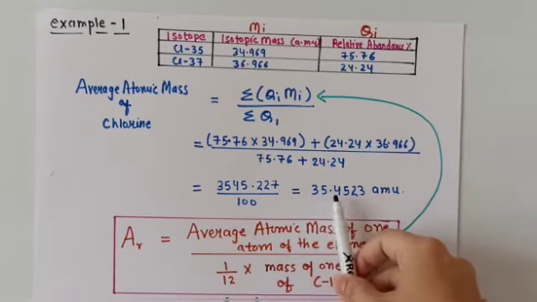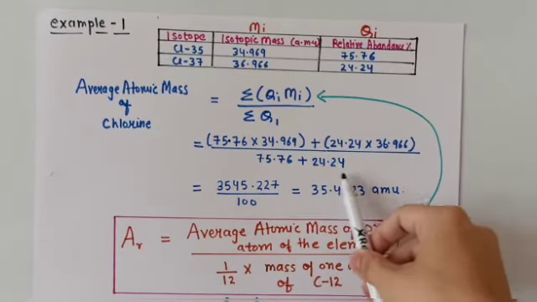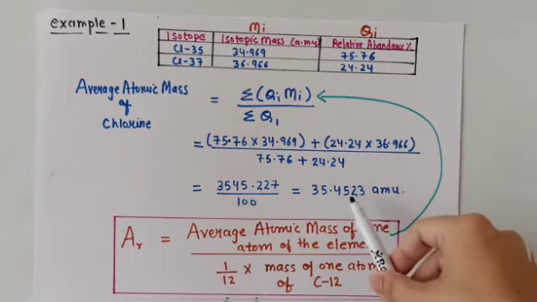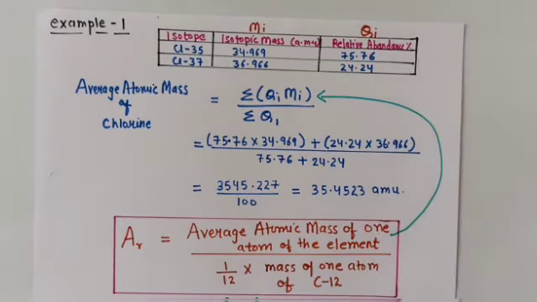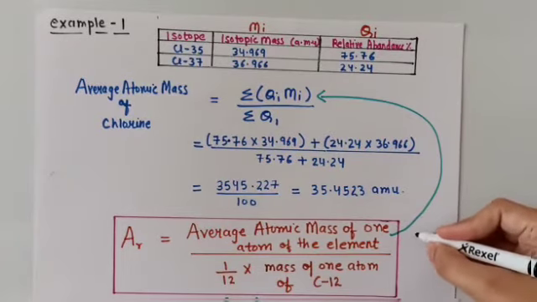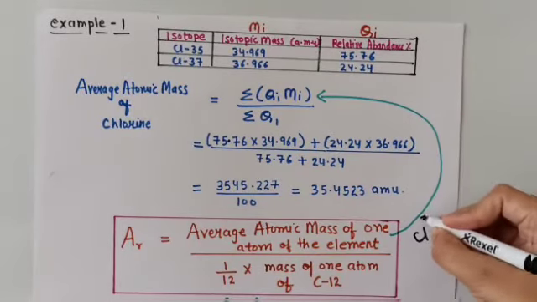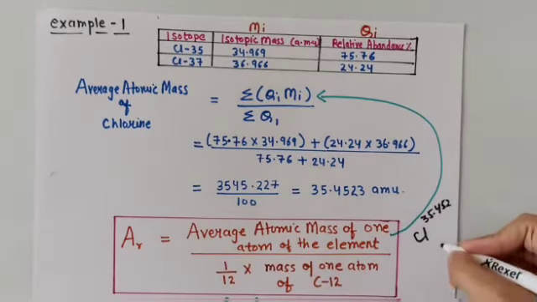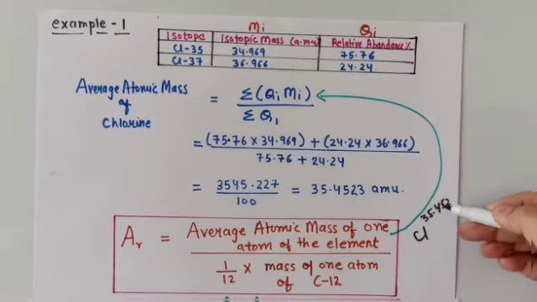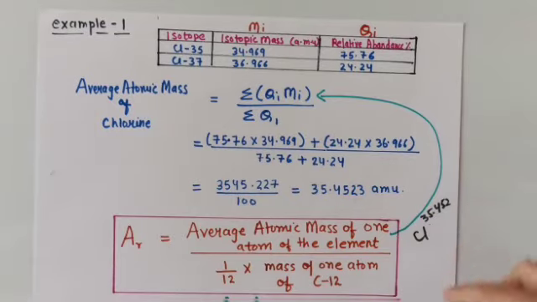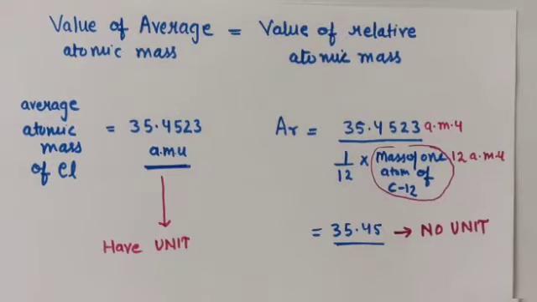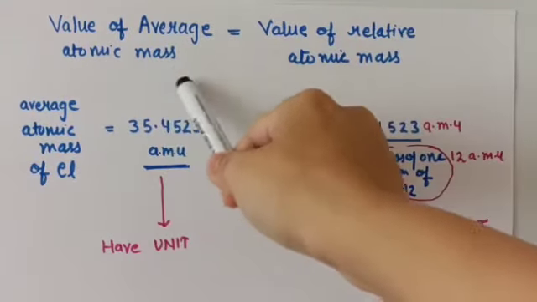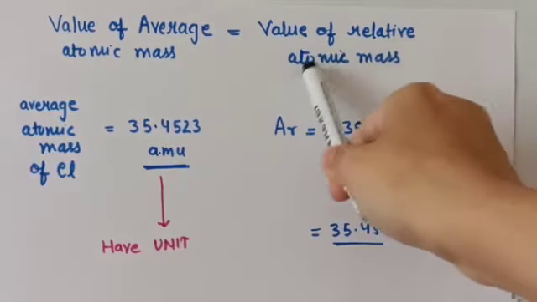this: 35.45. It is the same number which is written in the periodic table. In the periodic table, you have seen it is written Cl 35.4523. It is the average atomic mass or relative atomic mass. You will find that the value of average atomic mass will always equal the value of relative atomic mass.